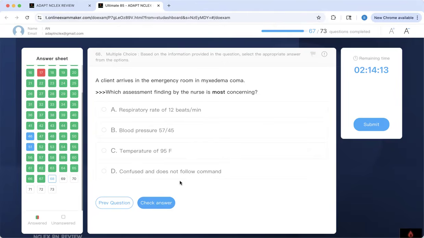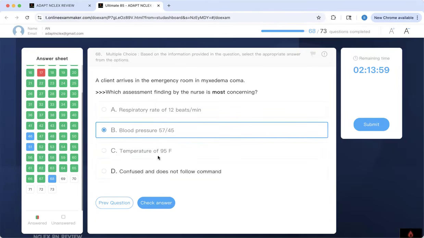Pick your answer. We only have 6 more questions. Even though of all of this, 12 is within normal limits, confused and does not follow commands is bad, hypothermia, if your heart doesn't pump, you'll be dead. And this is the worst. Severe shock. It's almost like it's in tamponade. No pulse pressure. That's bad.